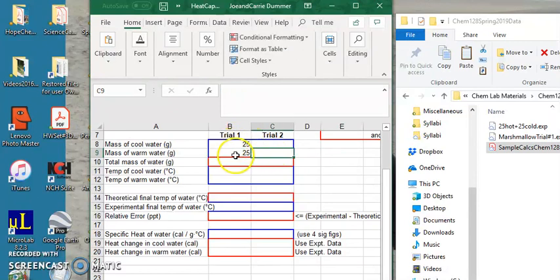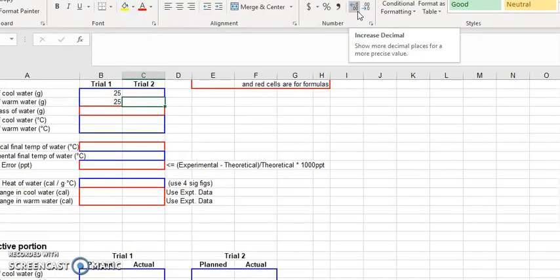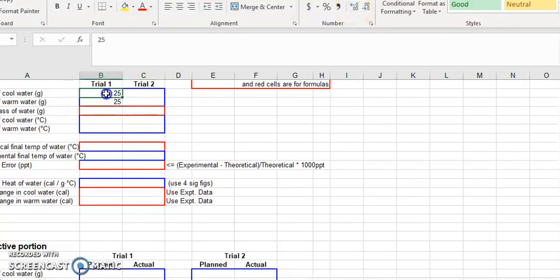Now, this spreadsheet is not giving me the right number of significant digits. Let me make it bigger. If you go up here, you can increase or decrease the decimal. I'm going to select both of those boxes and add another decimal to both of them, because we do know the mass to the tenth place. Then your total mass of water is just adding those two together. You could also use the sum function if you wanted to.